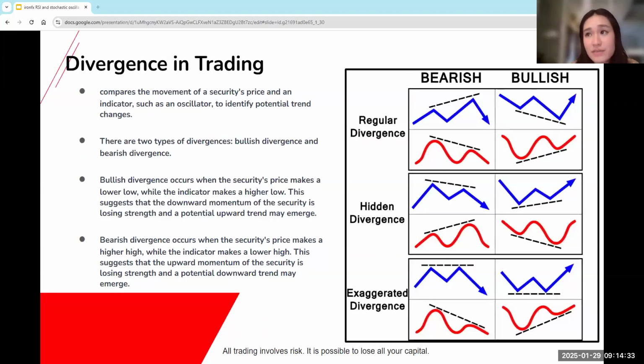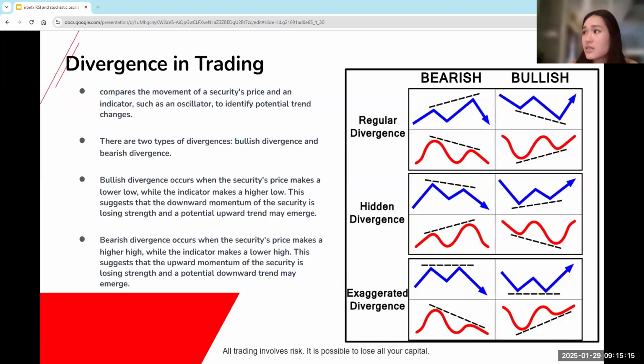So what exactly is divergence? It's a technical analysis concept that compares the movement of a security's price and an indicator. So specifically an oscillator like your RSI or stochastic to identify potential trend changes. So there are two types of divergences, bullish and bearish. Bullish occurs when the security's price makes a lower low, while the indicator makes a higher low. So this suggests that the downward momentum of the security is losing strength and a potential uptrend may emerge.